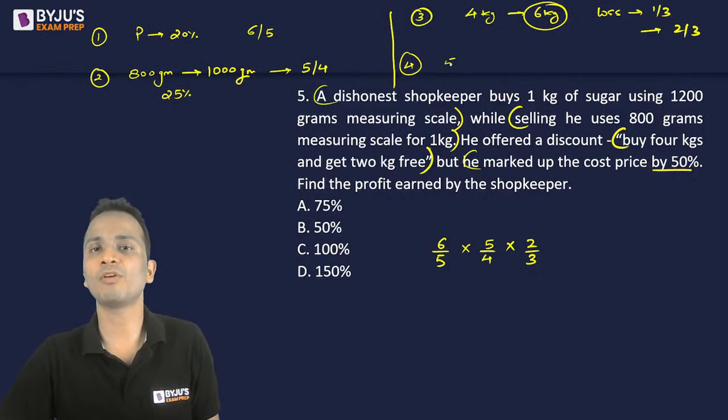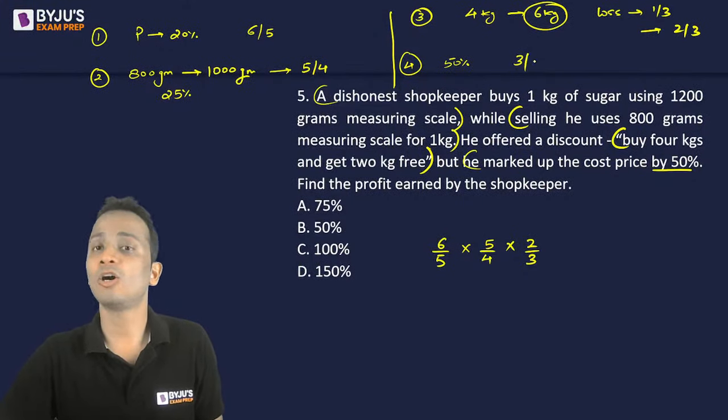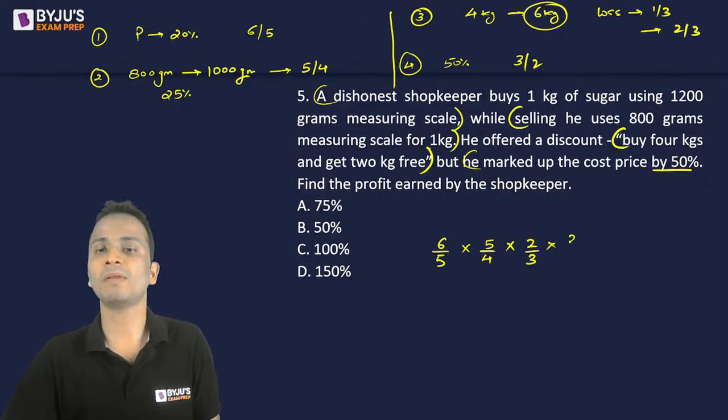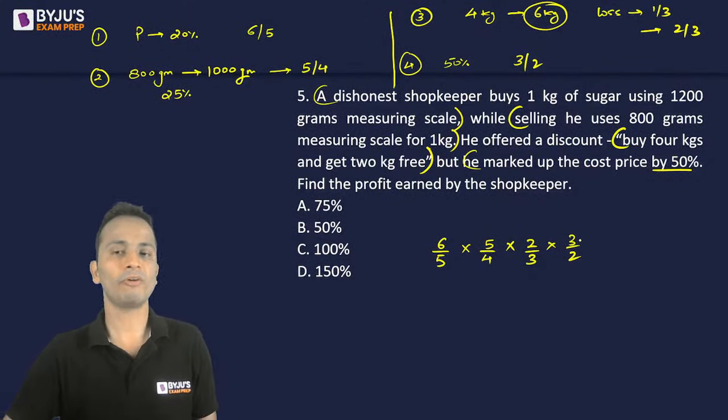That means he's having a profit of 50 percentage. That means the selling price will be 3 by 2 of the cost price, so multiplied by 3 by 2, right? So these are the 4 effects. Let's calculate the net effect of this.